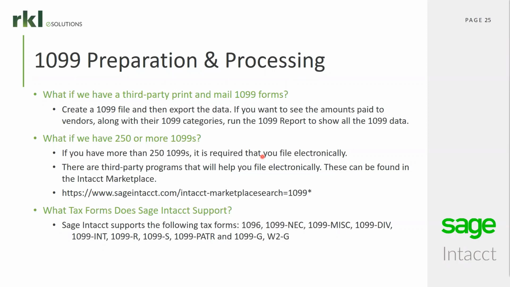If we have 250 or more 1099s, it's required that you file electronically. There are third-party programs that will help you file electronically, and they can be found at Intacct Marketplace with a search of 1099s. I know I have Marketplace favorited because I always love to see what's new and exciting in the world of Intacct partners. I always just search marketplace.intacct.com, and you can do a search just for 1099s.